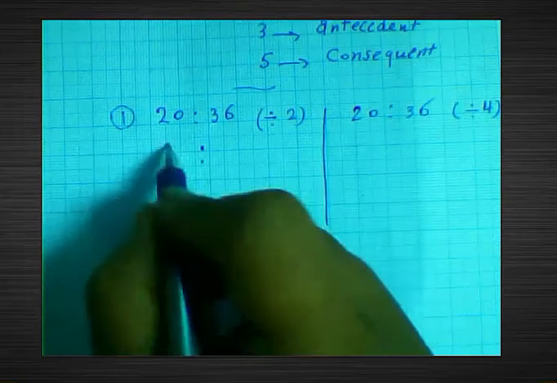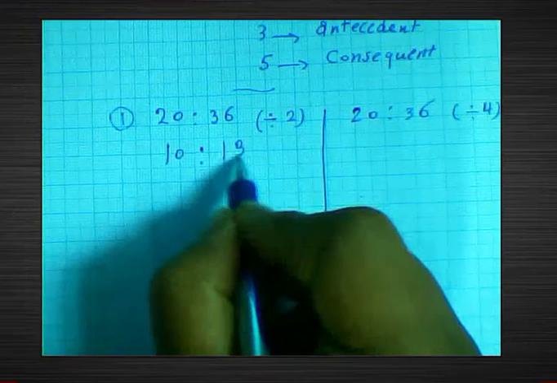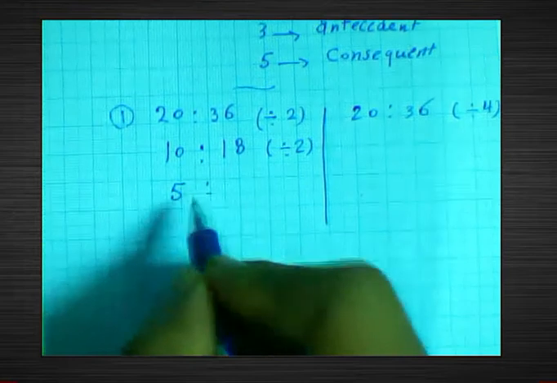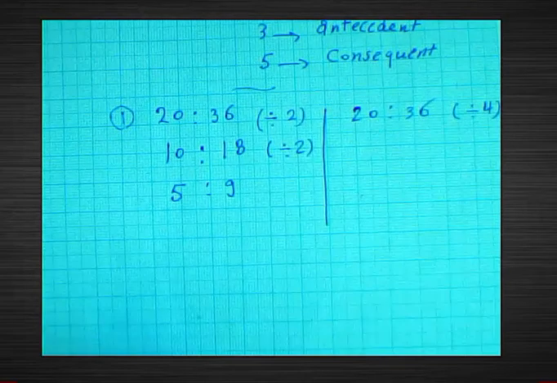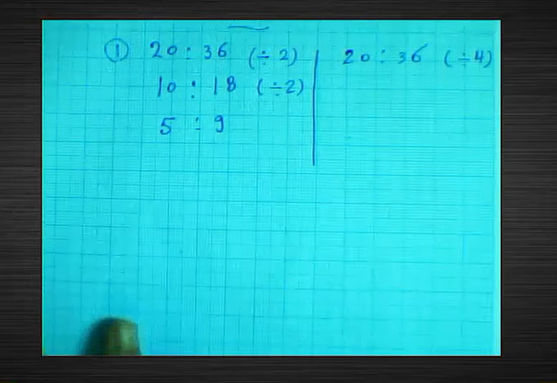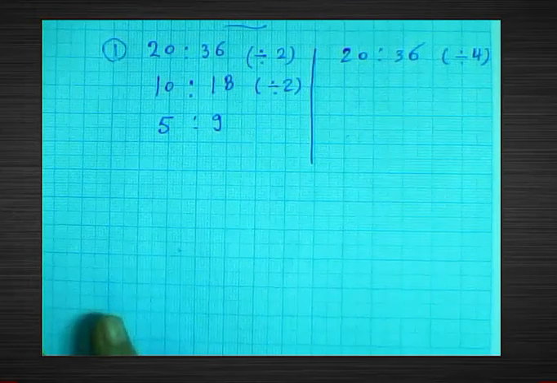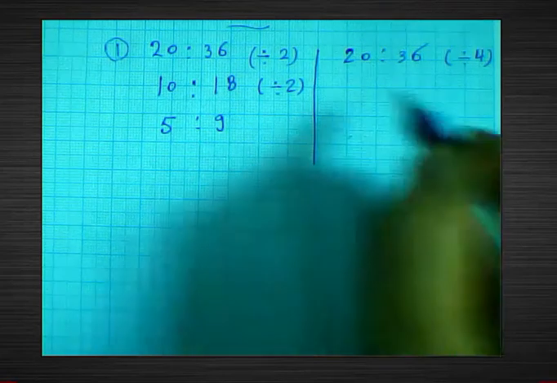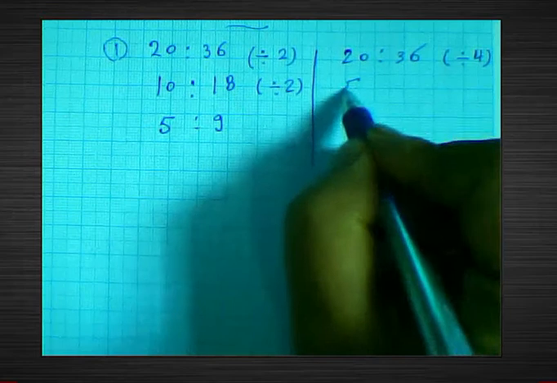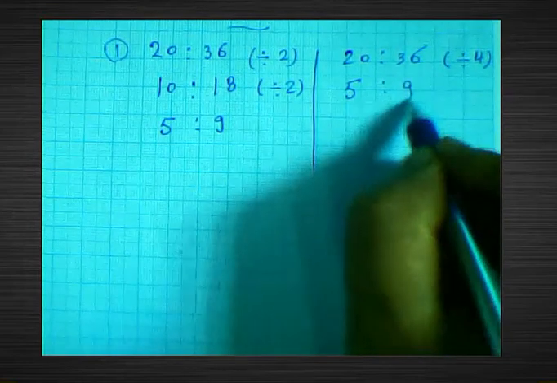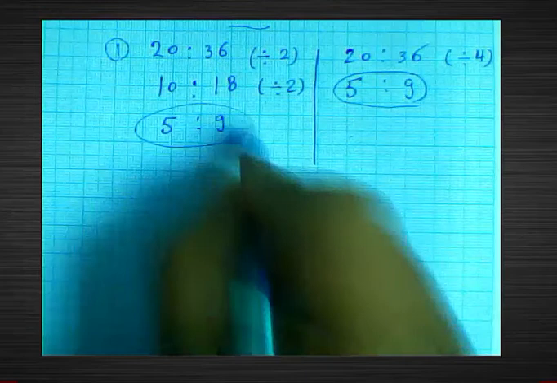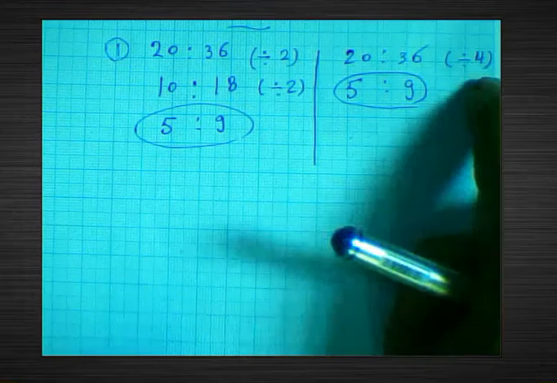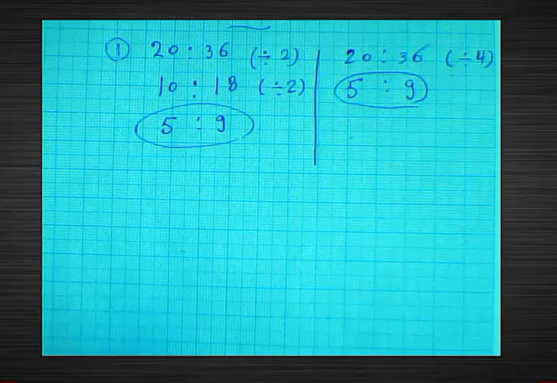20 divided by 2 equals 10, 36 divided by 2 equals 18, and then he can divide it by 2 again. 10 divided by 2 equals 5, 18 divided by 2 equals 9. Another one can divide it by 4, because 20 and 36 can be divided by 4, which is the highest common factor. 20 divided by 4 equals 5, 36 divided by 4 equals 9, so the ratio will be 5 to 9. It's true, and this method is true. But if you know the highest common factor, it will be easy for you to solve an example.